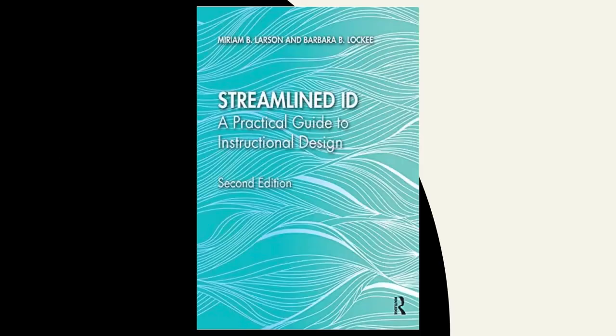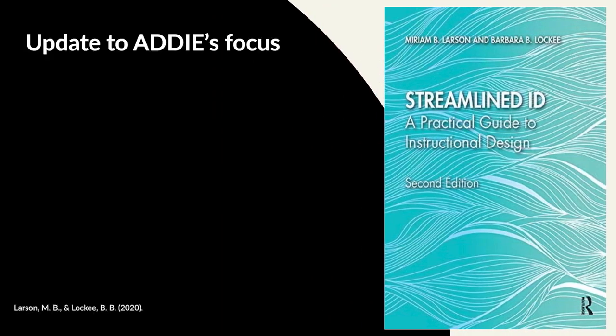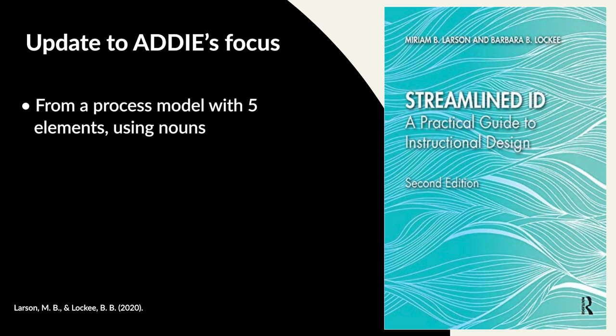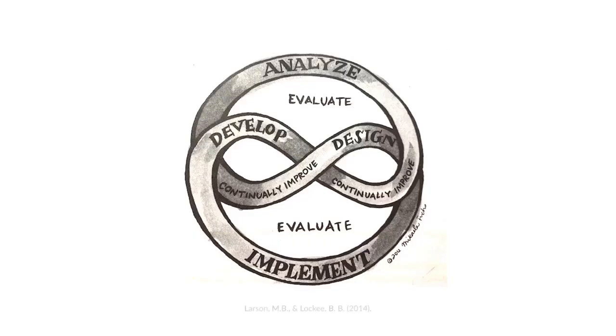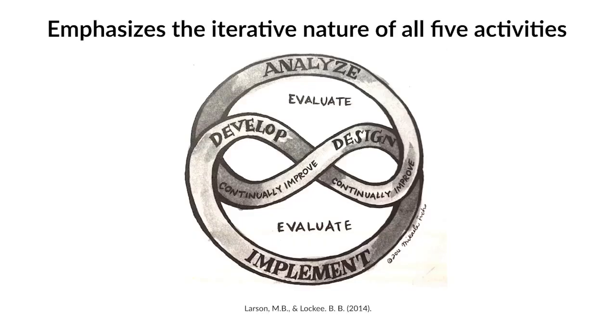In Streamlined ID, a practical guide to instructional design, Larson and Lockee updated ADDIE's focus from a process model with 5 elements using nouns to a set of 5 actionable activities using verbs. The infinity symbol in their graphic emphasizes the iterative nature of all 5 activities, focusing on evaluation during and after the design process to support continuous improvement.